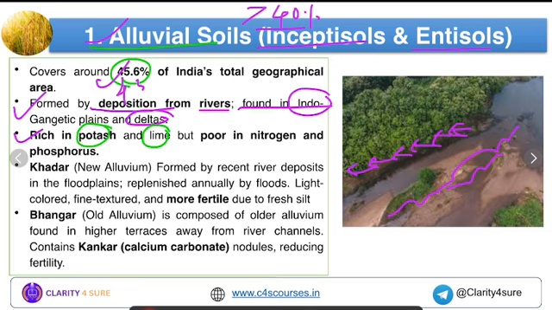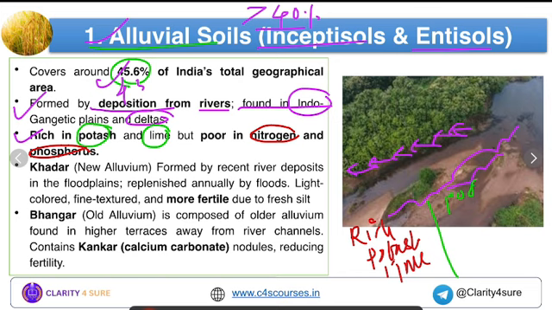They are rich in potash and lime, but they are poor in nitrogen and phosphorus. So yes, they are rich in what? They are rich in potash and lime, but they are poor in nitrogen and phosphorus. Okay, so just please keep this in mind.